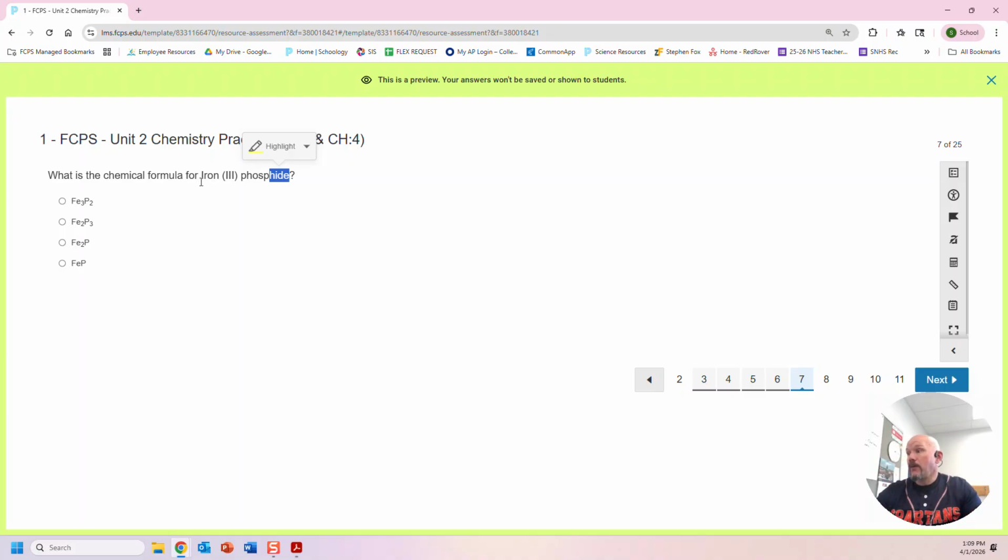The iron is 3 plus. So if you have a plus 3 ion getting together with a minus 3 ion, they're going to get together in a 1-to-1 ratio. So it would just be 1 iron and 1 phosphorus. And so it would just be that, right? We swap and drop the charges, but then we reduce. So 3 to 3 reduces to a 1-to-1.